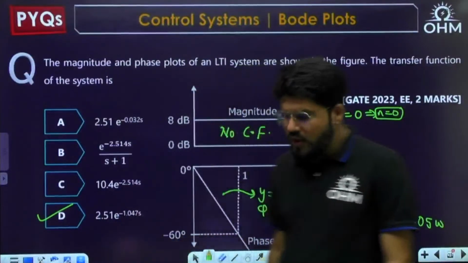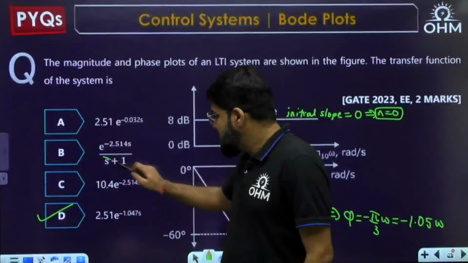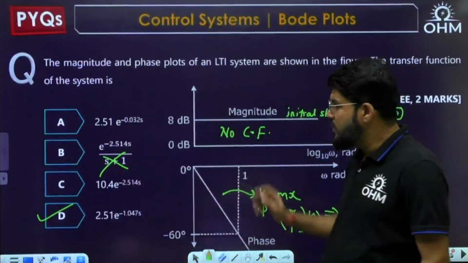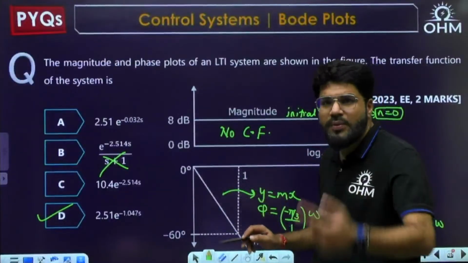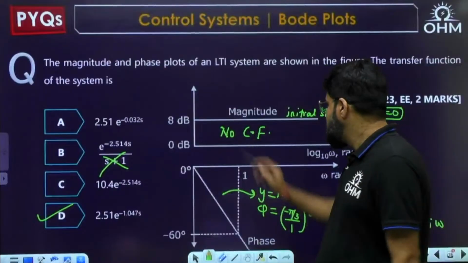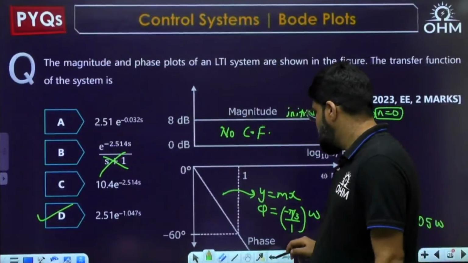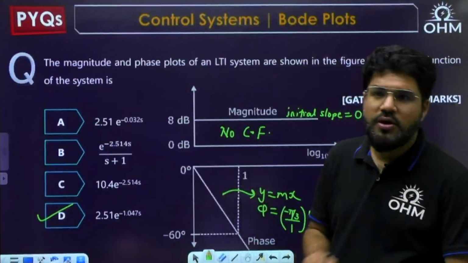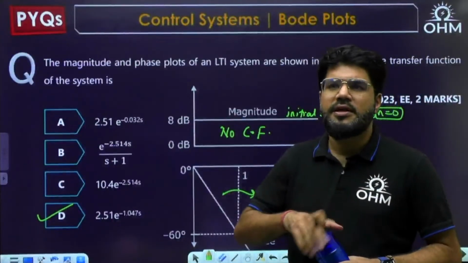There is no pole. If there was a pole, this option is totally to be discarded, because if there was a pole at s equal to minus 1, that means corner frequency 1, then definitely you will see a slope change at frequency 1. But there is no slope change in the magnitude plot. Got this idea?